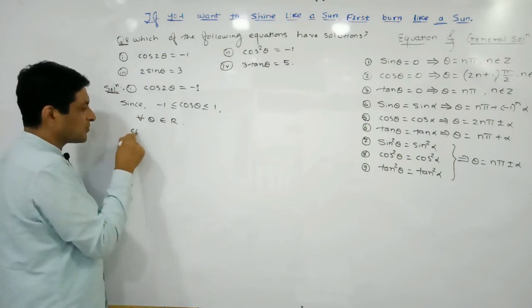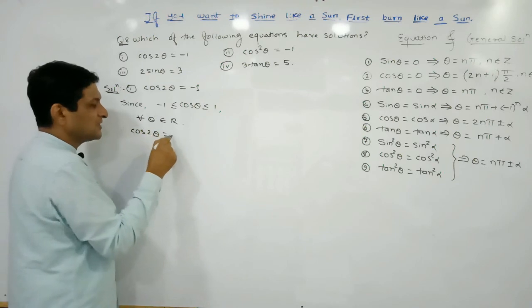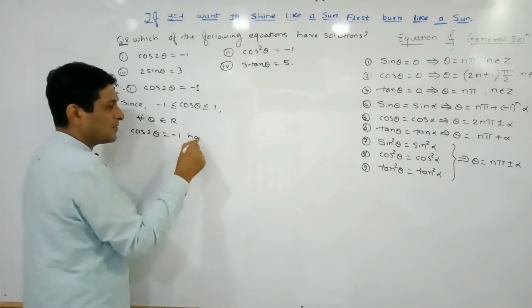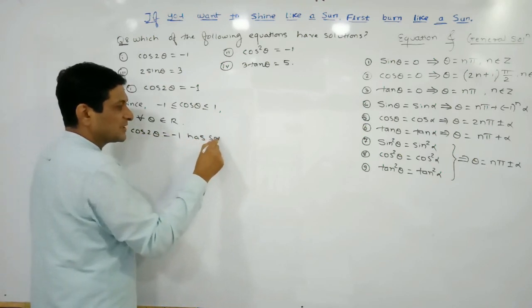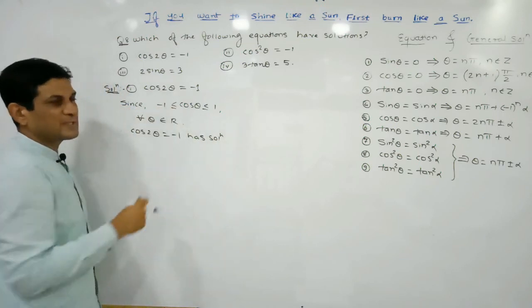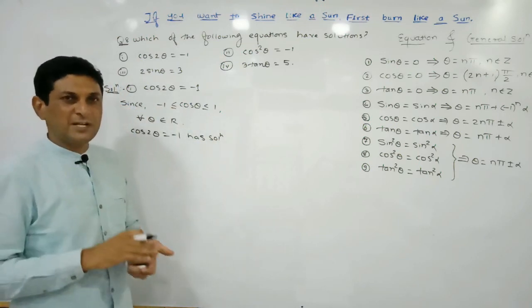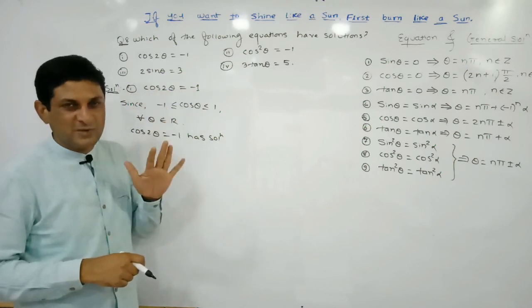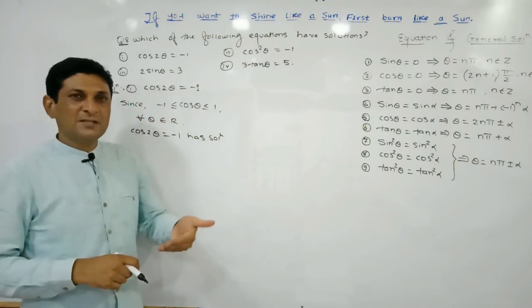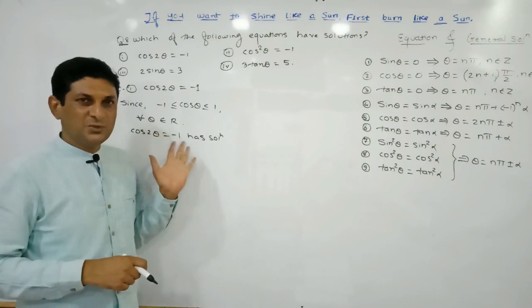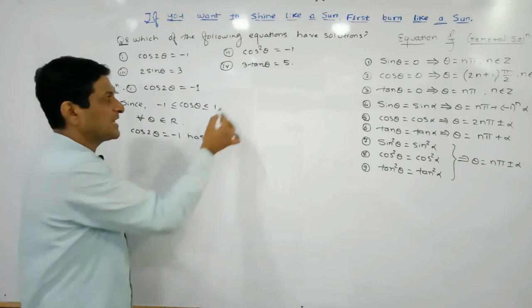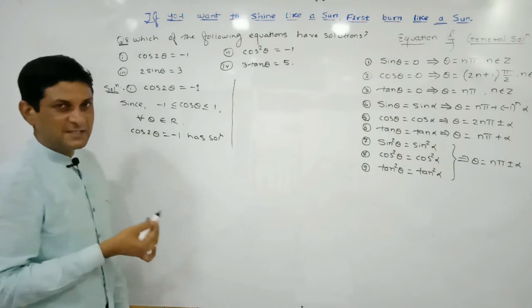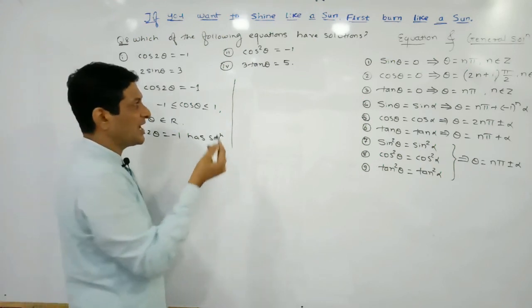Therefore cos 2 theta is equal to -1 has a solution. Is it clear? Because the value of cos lies in between -1 and +1. And here also it is given to us that the value of cos 2 theta is -1. And -1 is included in the solution of cos. That's why we can say that this trigonometric equation has a solution.